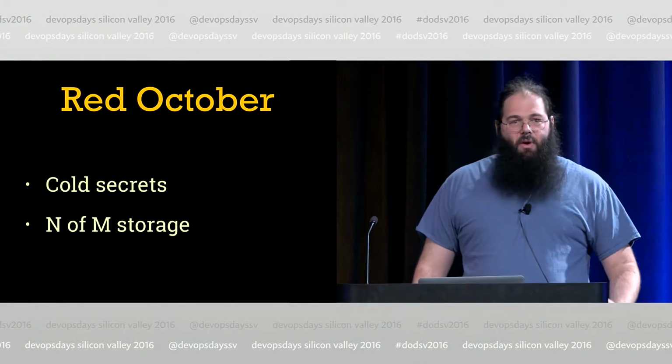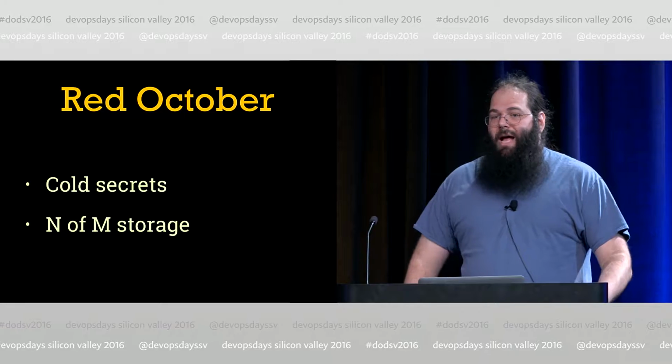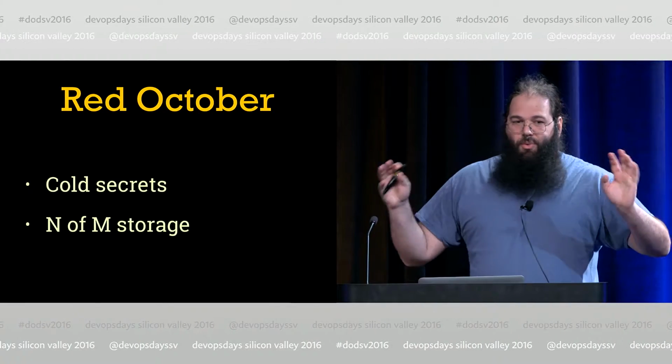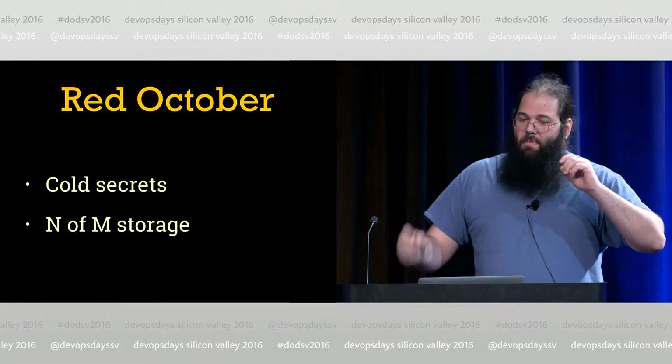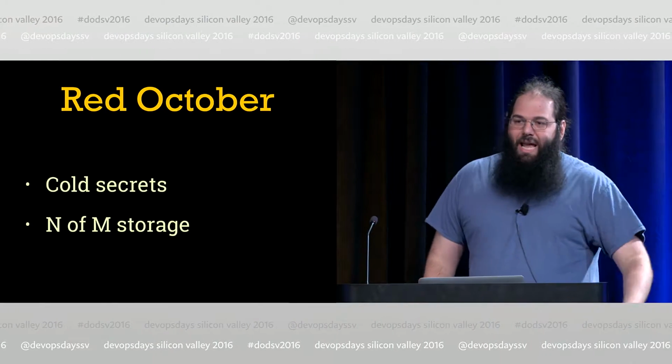This is really, really great for things like AWS master passwords, where you would need 3 employees. So if one person's laptop is stolen, we don't care. We need at least 3 people to unlock this secret. You could say 1 of M and use it for hot secrets too, but cold is where it really shines.